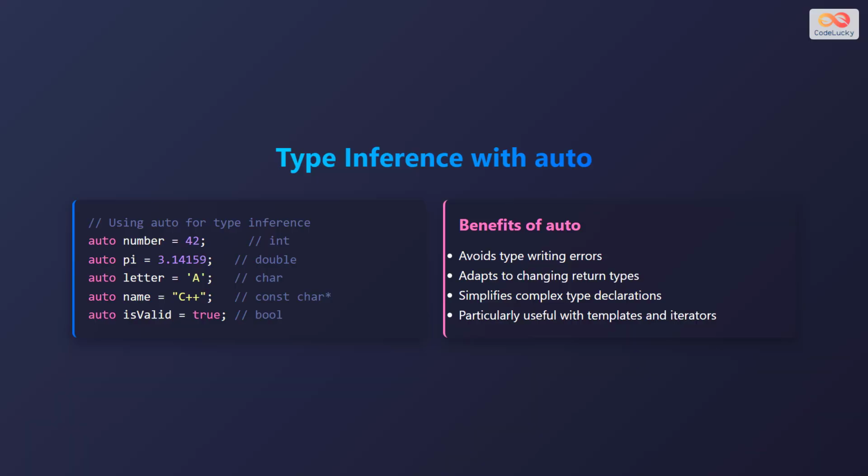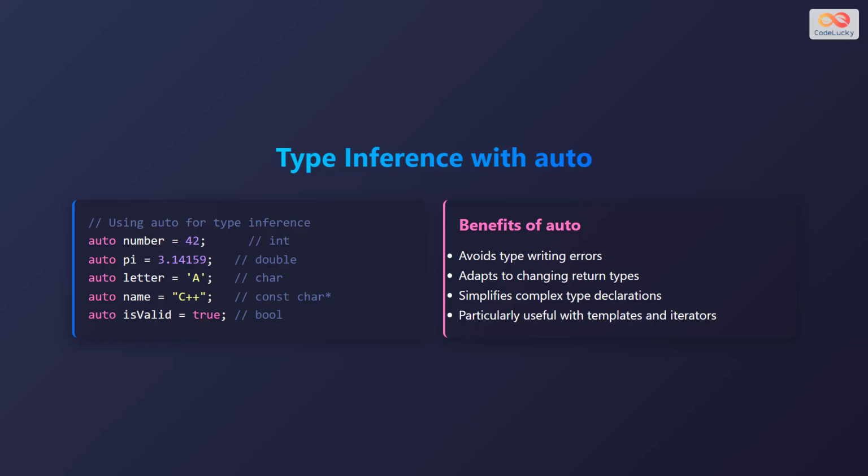C++ allows the compiler to infer the type of a variable automatically using the auto keyword. This is known as type inference. Consider the following examples. If we assign 42 to a variable using auto, the compiler infers that it is an integer. If we assign 3.14159 to a variable using auto, the compiler deduces it as a double.